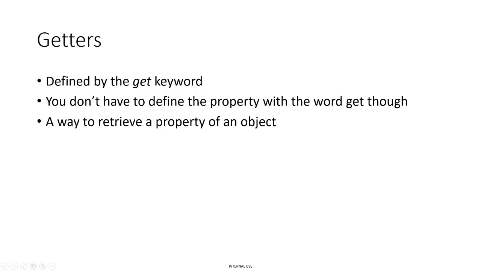So you have getters, which are defined by a get keyword. You actually have to specify a get keyword. This isn't something that is within the method name, although you probably could name it starting with get something, but it has to be prefaced by a get keyword. You don't have to define the property with the word get, though. And it's a way to retrieve a property of an object.